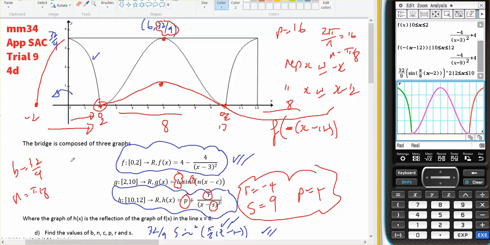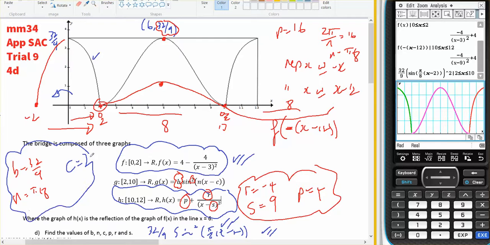So therefore I've got b equals 32 on 9, n equals pi on 8, c equals 2 because there's already a negative there. b, n, c, done. So that's b and c, there's RSP.